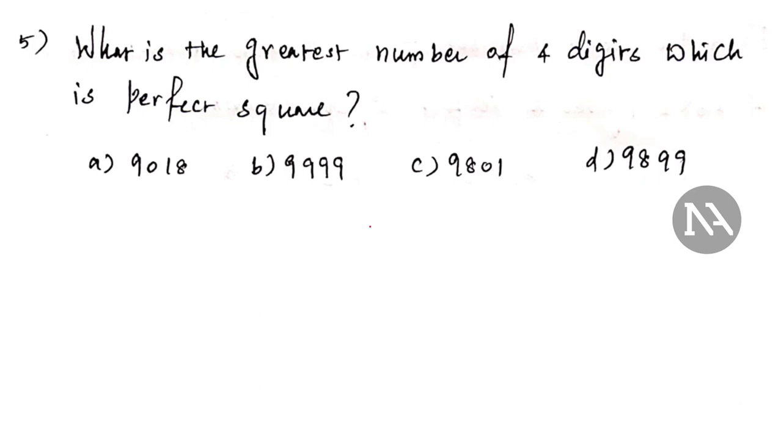Next question. What is the greatest 4 digit number which is a perfect square? Here in this case we know 100 squared is 100 into 100, so this will give you 10,000. 100 squared is 10,000. It is a 5 digit number.